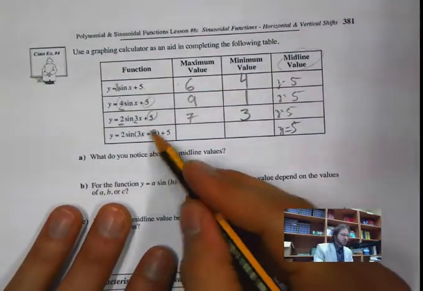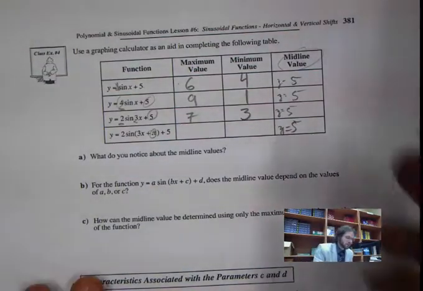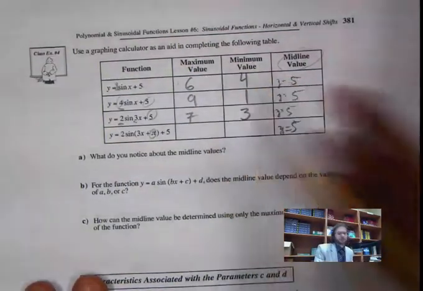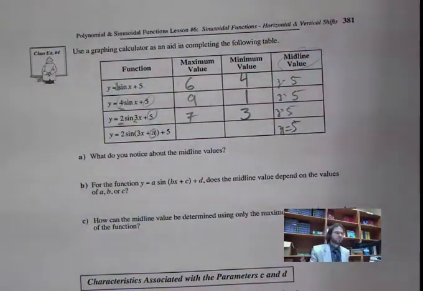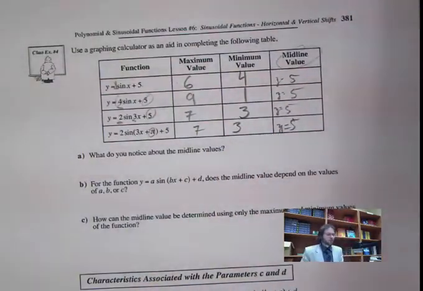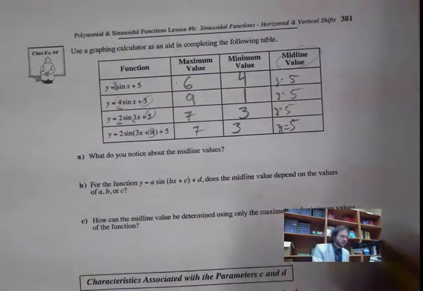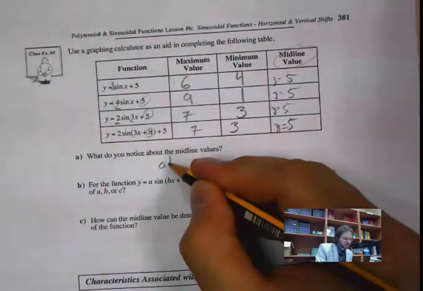And this next one, we also added pi. Well, pi also has nothing to do with my midline, right? We already know that. That's shifting left and right, and midline's up and down. So we go 7 and 3, everything else is the same. Okay? So what do we notice about the midline values? Well, we notice that they stay the same always. It is always the D value.